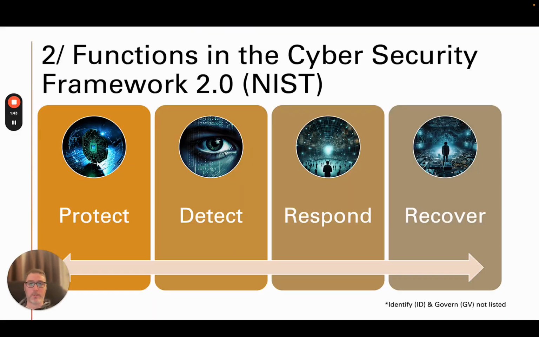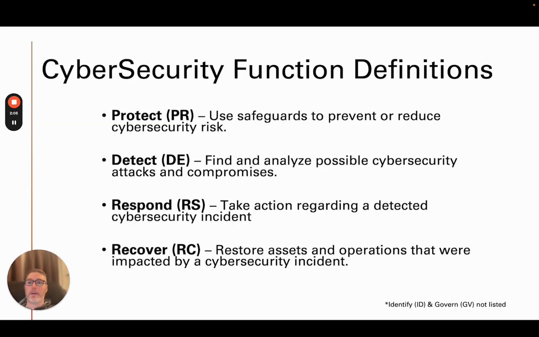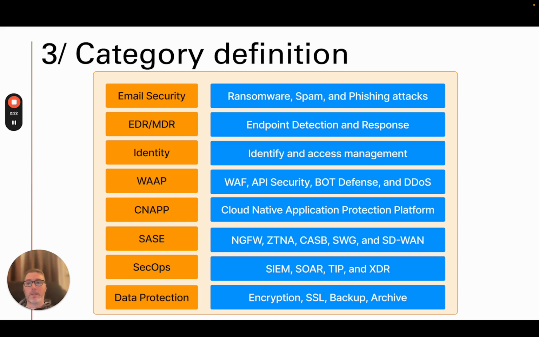Before we get into the definition of those, the cybersecurity framework by NIST, second edition, has 6 different security functions. Think of these as the people and process that come into an organization, not the technology. Of the 6, I thought there were 4 that are relevant: protect, detect, respond, and recover. I left out identify and govern. So protect, using the safeguards to prevent or reduce cybersecurity risks; detect, find and analyze possible cybersecurity attacks; respond, taking action on a detected incident; and then recover, restoring the assets and operations that were impacted by the cybersecurity incident.